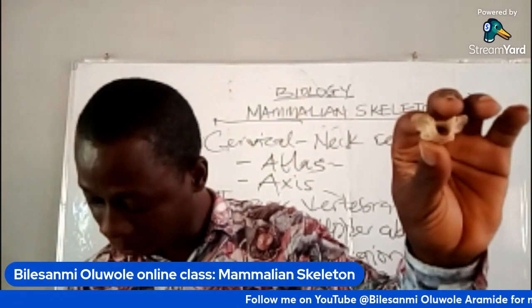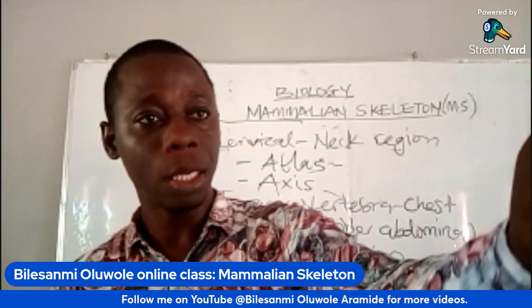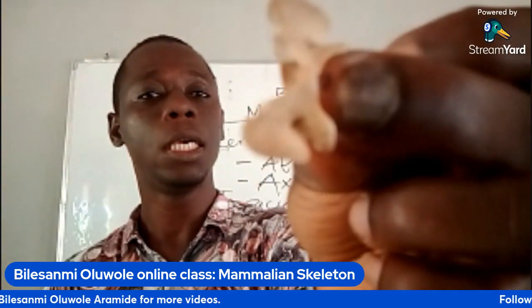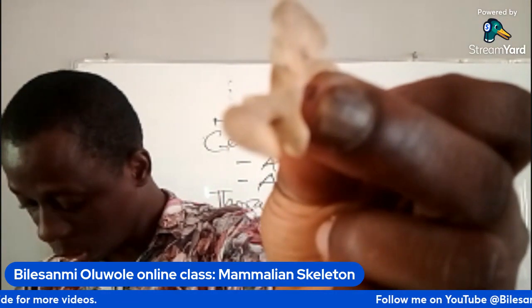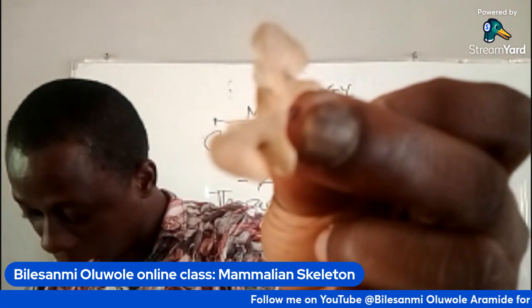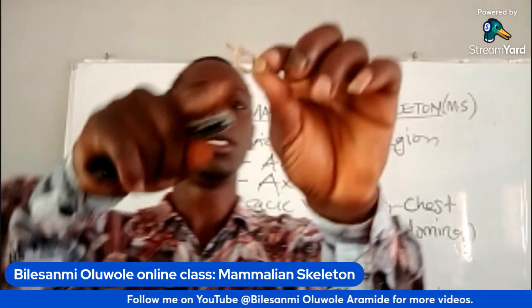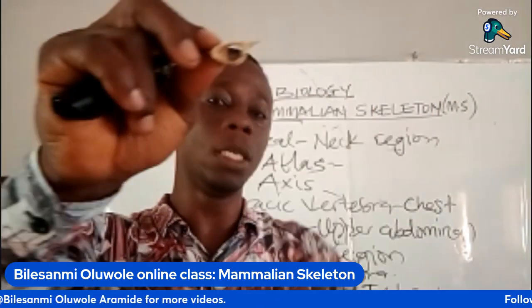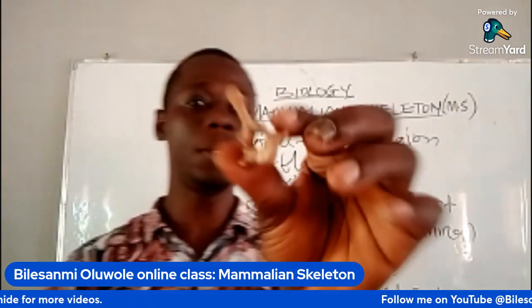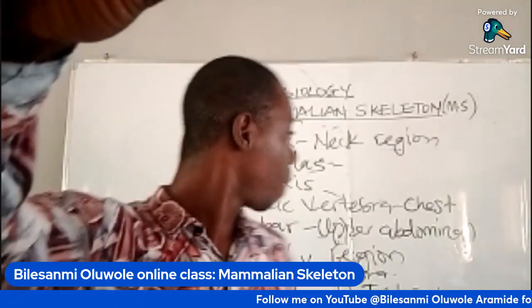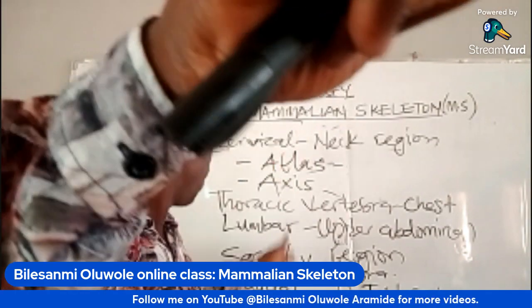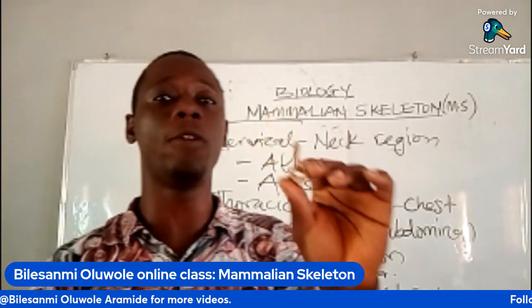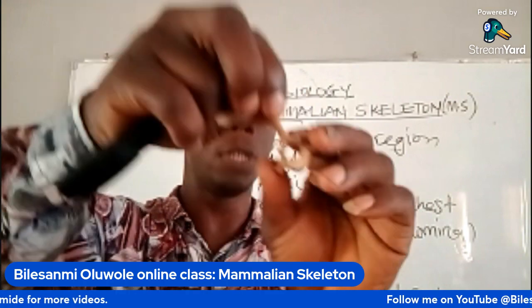Now this is the atlas vertebra. We can see one of the features of this: it has a very large neural canal. What do we call that canal? This is the O that we find at the center of each vertebra. Every vertebra has this O, and the function of that is for the passage of the spinal cord.